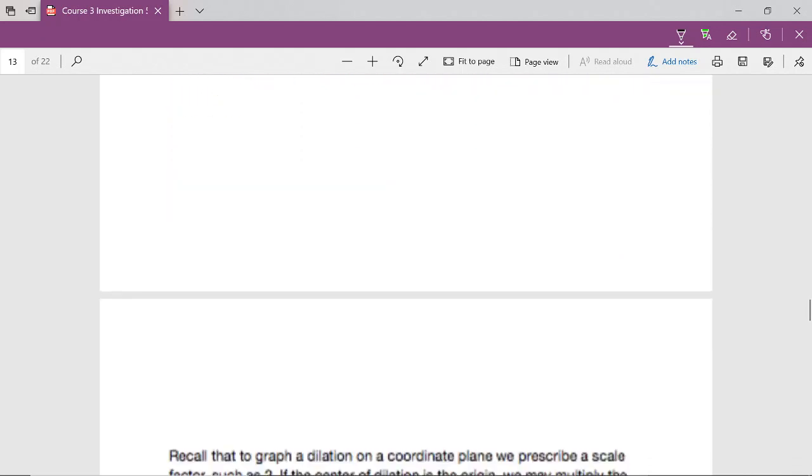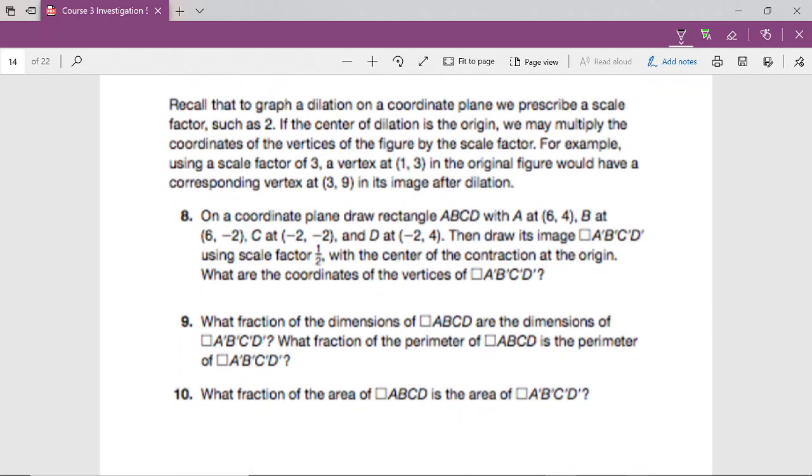So what we're going to do here is graph one of these and then make its dilation, whether that's an enlargement or a contraction. But remember how we do this. Recall that to graph a dilation on a coordinate plane, we prescribe a scale factor, such as 2. If the center of dilation is the origin, we can just multiply the coordinates.